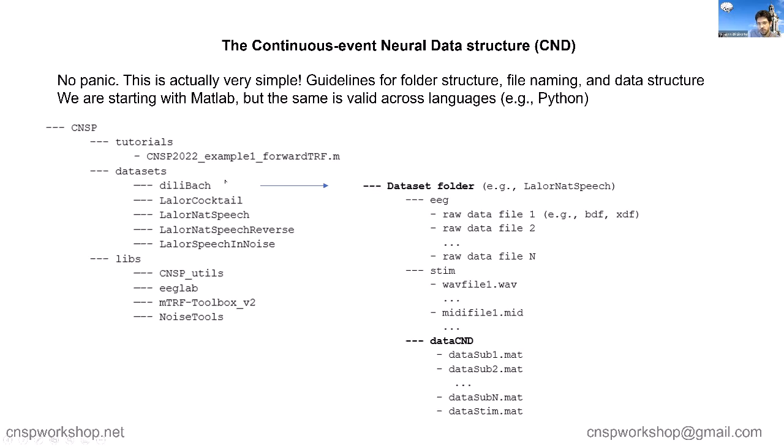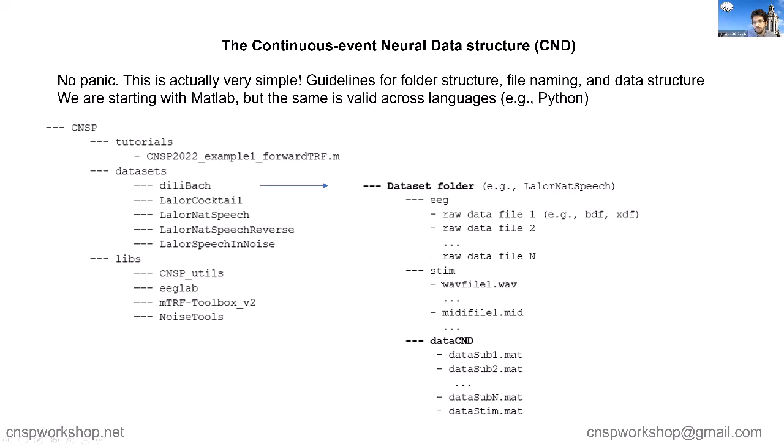You have a dataset folder like Di Liberto or Lalor natural speech, and inside that folder you'll have a folder called data CND. CND stands for continuous event neural data structure. Continuous event, because it's not a discrete event like an ERP, but a continuous event like speech or music. It doesn't necessarily have to be sound, it could be other things, but I'll stick to sound for now. The only thing we need in here is this folder, data CND, with these standardized files.